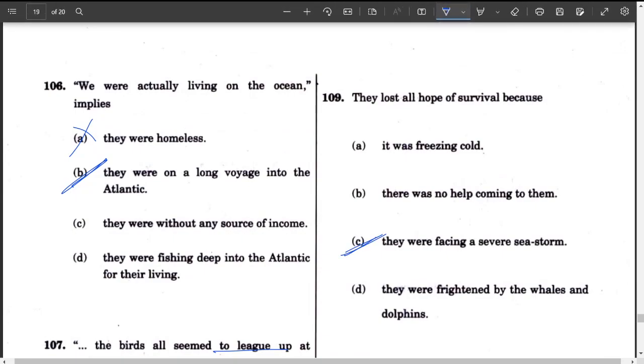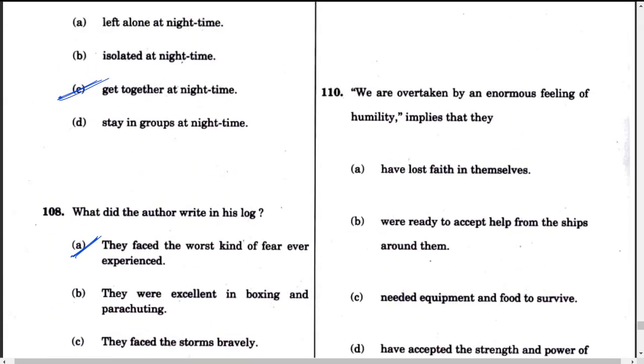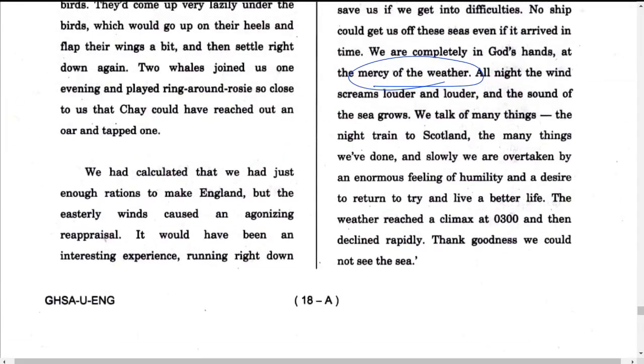The sea storm is going on, so they were unable to go deeper into the sea or come back. They are in trouble. We are overtaken by an enormous feeling of humility. What does it mean? Slowly we are overtaken by the enormous feeling of humility and desire to return and try to live a better life.